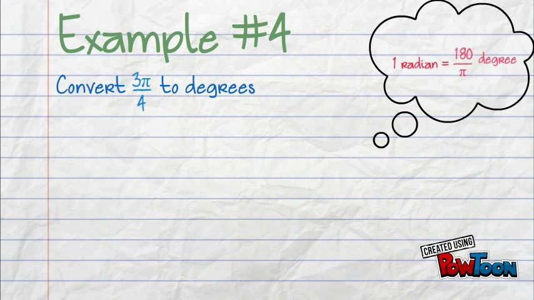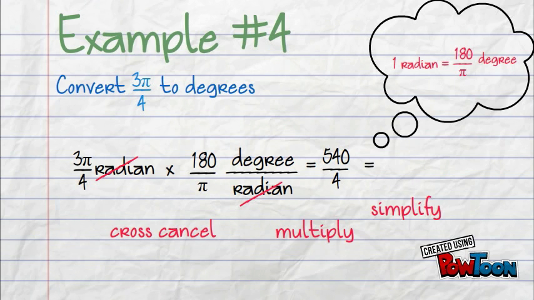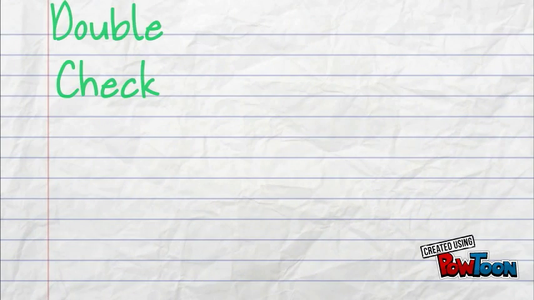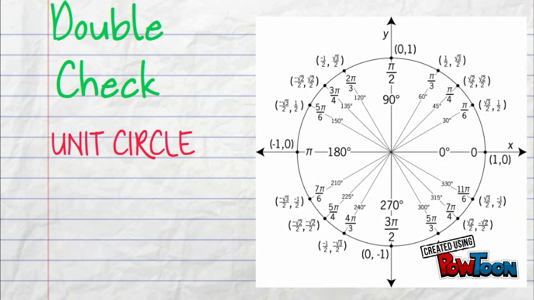So our last example, we're going to have converting 3 pi over 4 to degrees. We're going to use the same formula as above. We're going to have 3 pi over 4 radians times 180 degrees over pi radians. We're going to cross cancel the radians, multiply, getting 540 divided by 4. And when we simplify, we're going to get 135 degrees. So double checking the last one with the unit circle, we can tell that 3 pi over 4 does in fact equal 135 degrees.